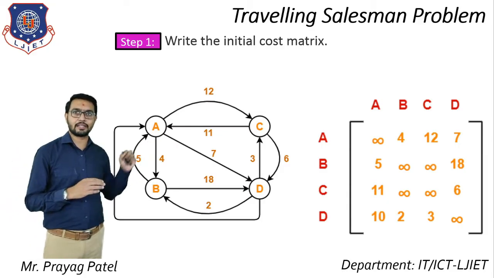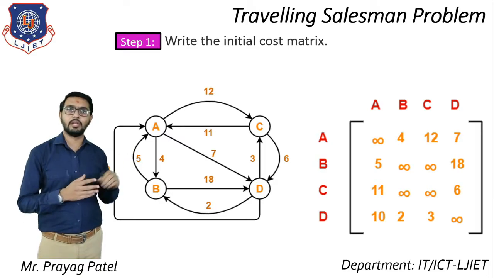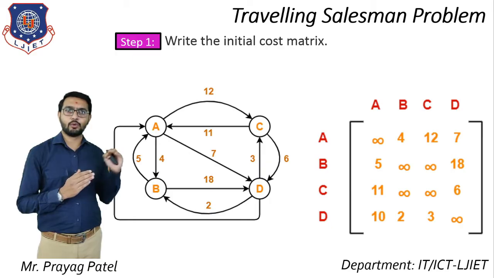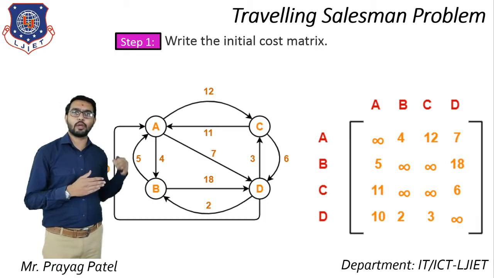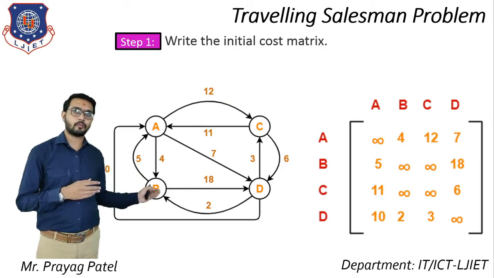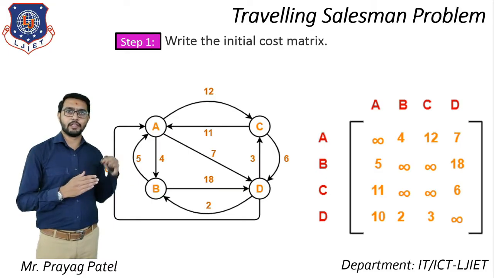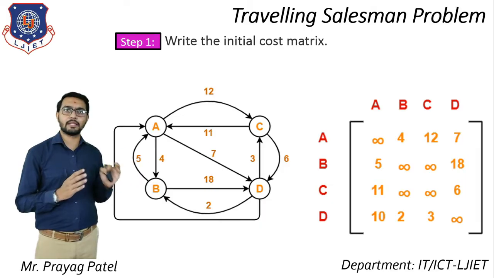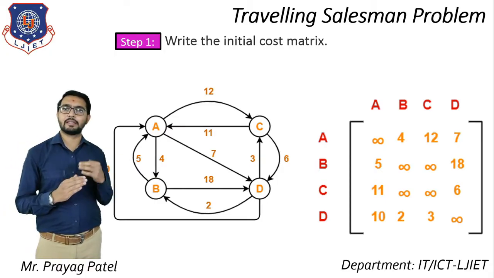Now consider the matrix: in the first row, distance from A to A equals infinity because no path is available. A to B is 4, A to C is 12, A to D is 7. Then for the second row, B to all nodes: B to A equals 5, then B to D equals 18, and the remaining 2 are infinity. For the third row C, consider the distance from C to A as 11 and C to D as 6, and the remaining 2, B and C, as infinity. Now from D, D to A equals 10, D to B is 2 and D to C equals 3. And D to D is infinity because no self edge is there.